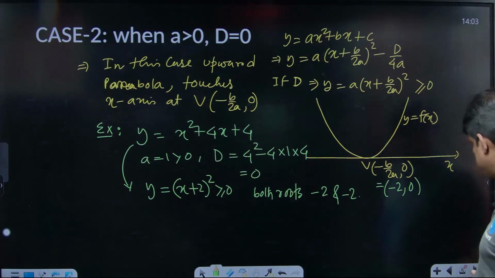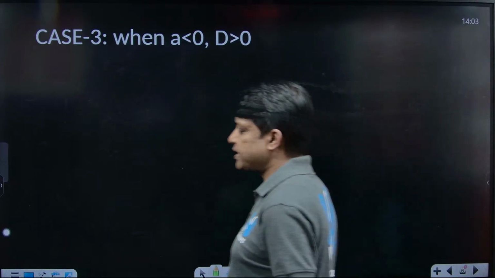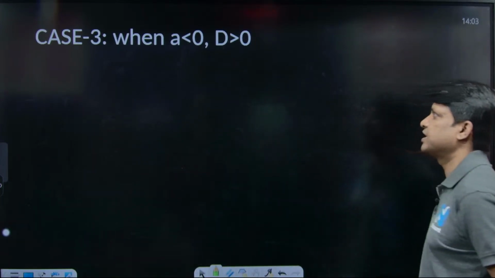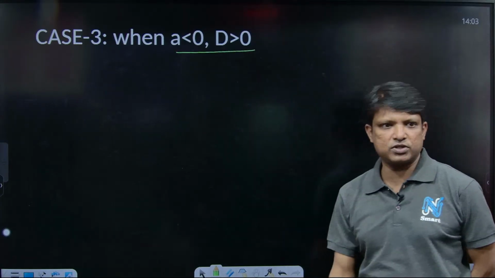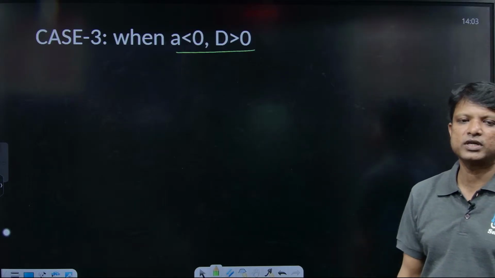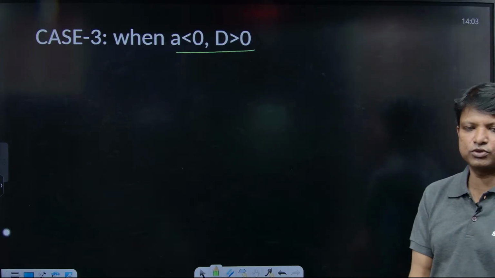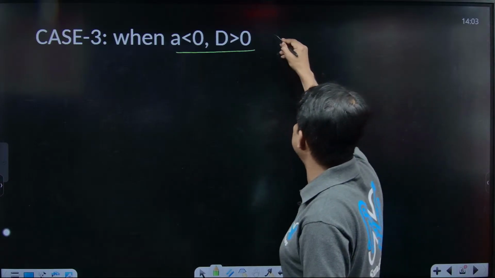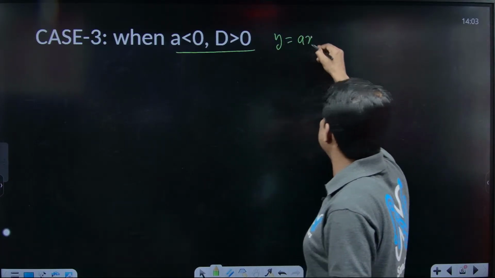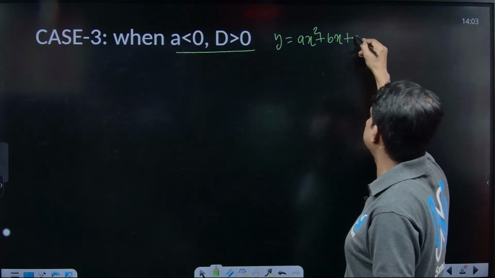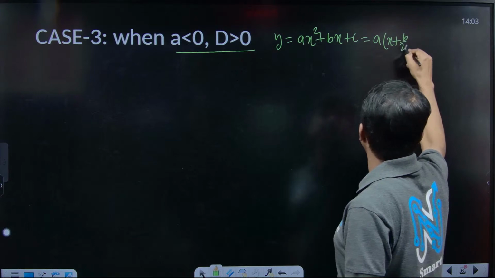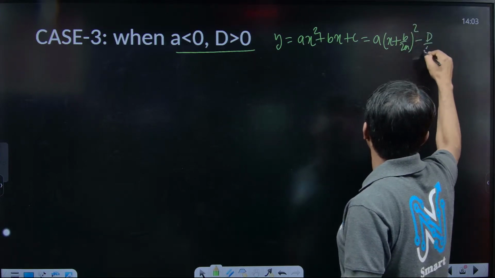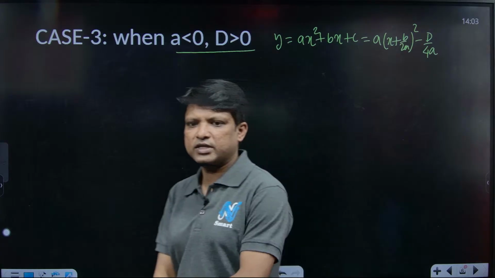Now what is the next expression? Next case, when a is positive but D is strictly greater than 0. Already yesterday we studied in class that when D is strictly positive, the quadratic expression f(x) has two distinct real roots, both roots are real. Why are these distinct real roots? Just check it. y equal to ax square plus bx plus c is transformed to a into x plus b by 2a whole square minus discriminant by 4a. This is our quadratic expression.